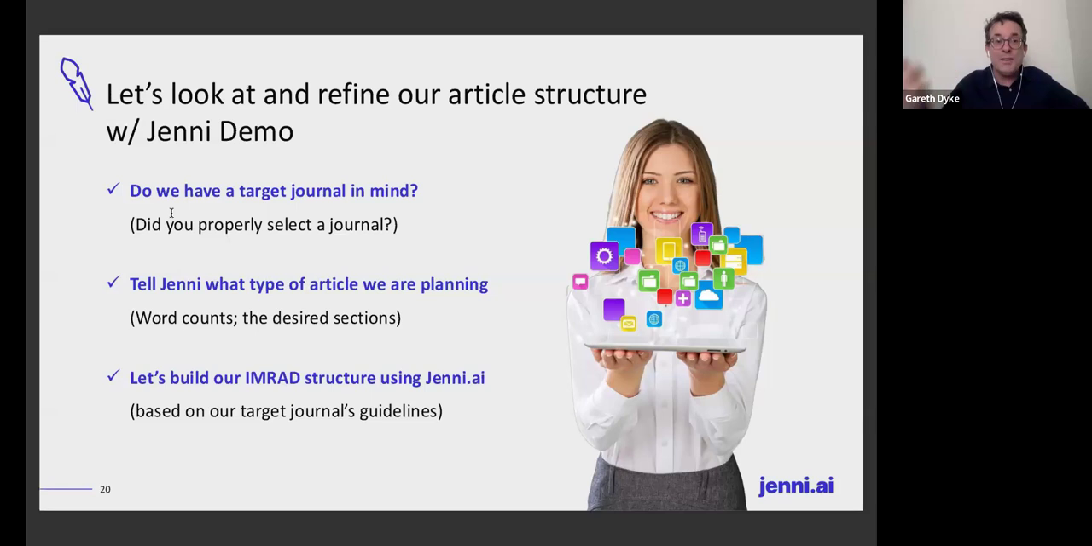Do we have a target journal in mind? Did you select one? Tell Jenni what kind of article we're planning. Look at those word counts and desired sections, and then let's build that IMRAD structure using Jenni.ai.